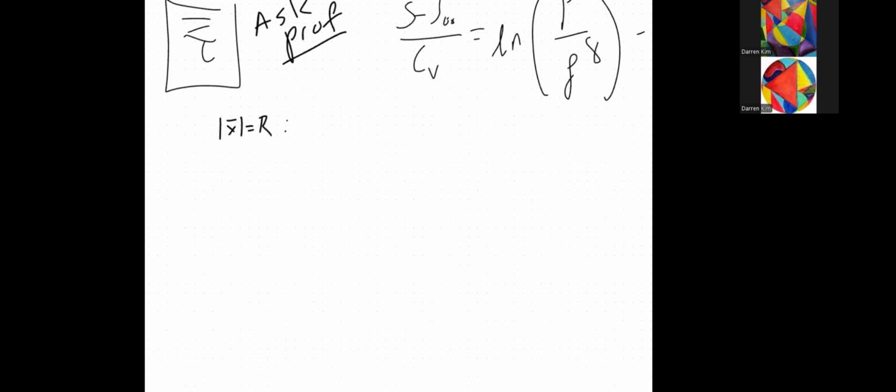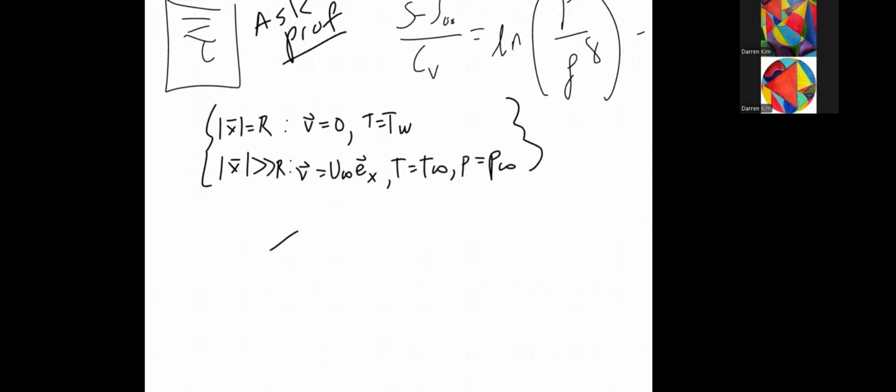So there's a boundary condition, obviously, and the boundary conditions are x bar equal r, and then v equals 0, and T equal T wall. And then we have x bar much greater than r, and v equal u infinity e_x, and then T equal T infinity, p equal p infinity. There we have it. There's another thing, which is this is r, and then this is T wall over here, and then that's basically rho infinity, u infinity, which makes sense. T infinity and p infinity, yeah, that makes sense. Everything there checks out.